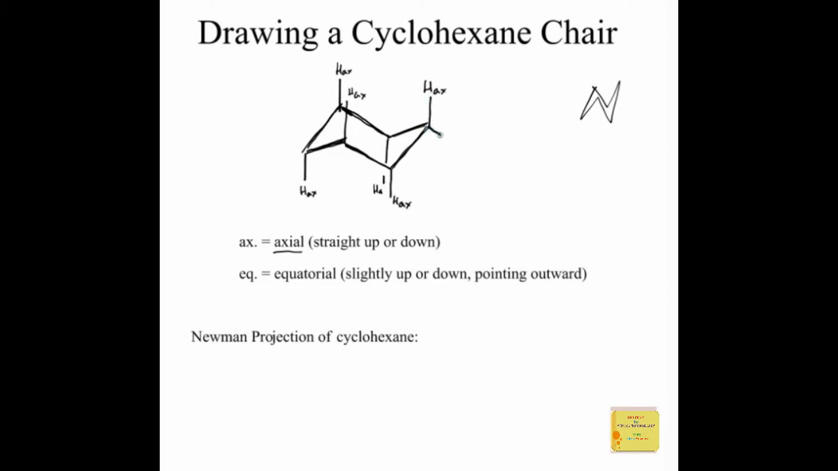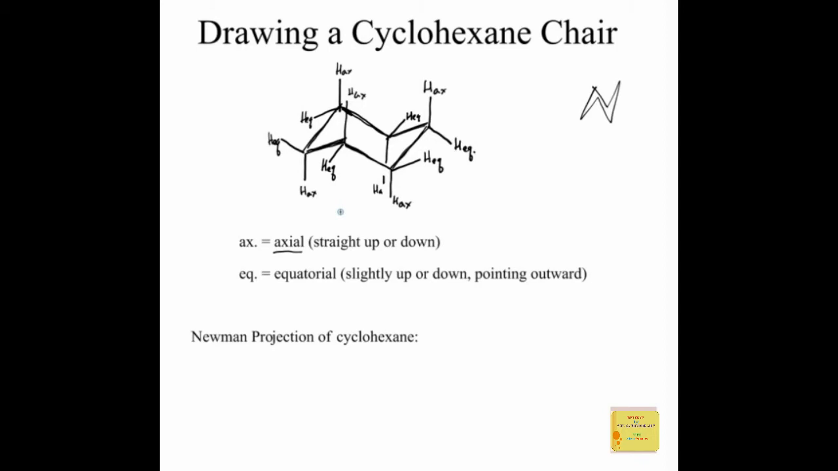So when we draw in the equatorial hydrogens, we take a look at the axial we've drawn, and then we know that it's a 109.5 angle, so we draw it slightly down and then slightly up. We could draw these on this end, and then over here we could draw slightly down and then slightly up. And then we have these in the middle as well. This is where we'll draw this equatorial hydrogen, and this is where we'll draw this equatorial hydrogen.